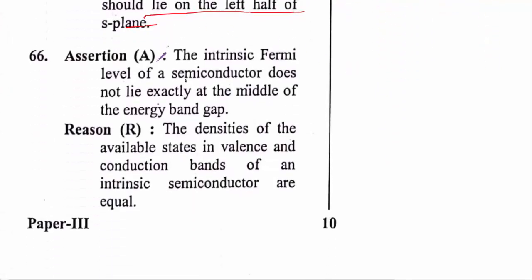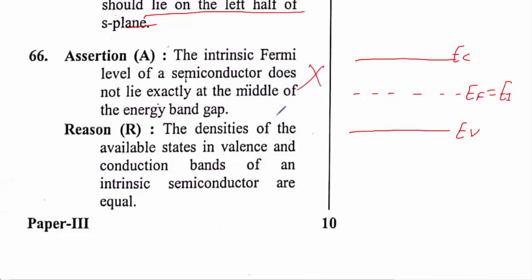The intrinsic Fermi level of a semiconductor does not lie exactly at the middle of the energy gap, they are telling. So the intrinsic Fermi level will lie exactly in the middle of the semiconductor. In the case of a semiconductor, you will be having the conduction band and you will be having the valence band. At 0 Kelvin, this Fermi level will be exactly between the conduction band and the valence band. Even this is the intrinsic energy. So this statement is a false statement.